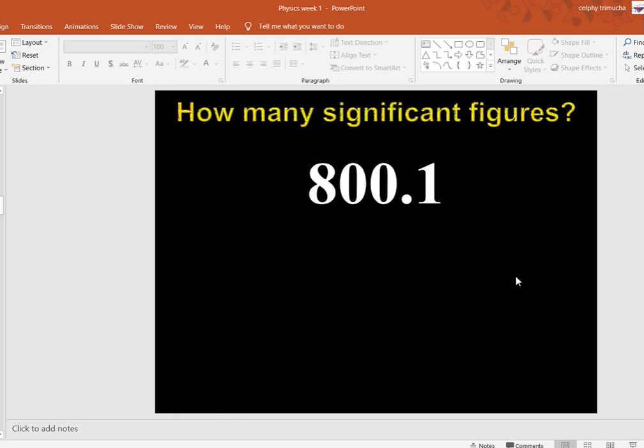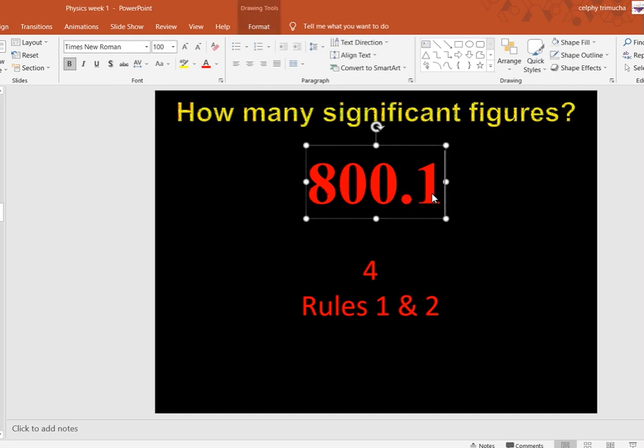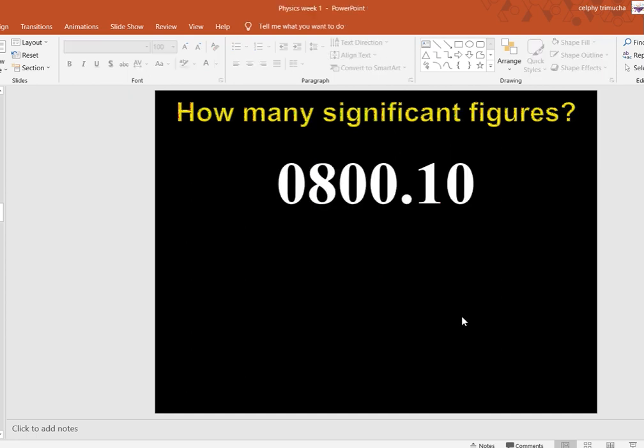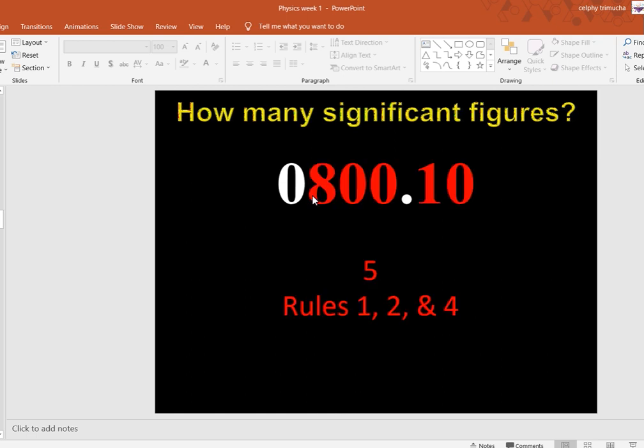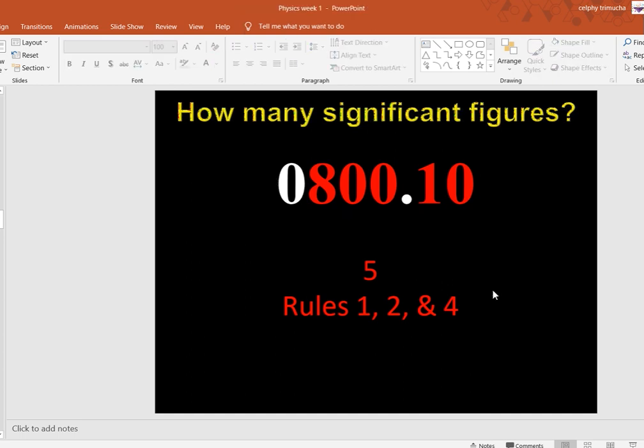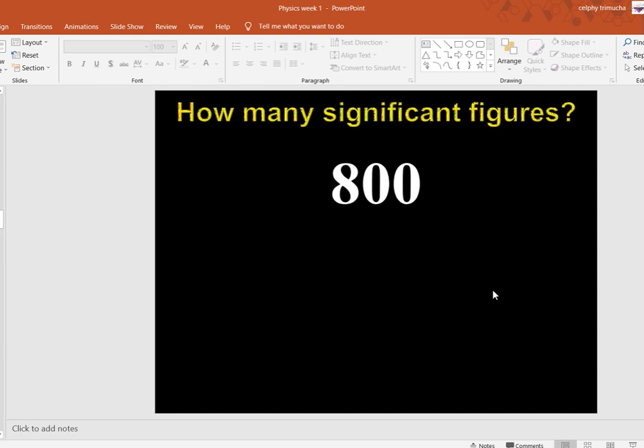How many significant figures? Of course we know this will be equal to 4. The number with 8 and 1, and all the zeros between them, will be significant: 8, 0, 0, 1. How about this one, 0.800 or 0.80010? This one has 5 significant figures because of the added trailing zero. Next, how many significant figures?